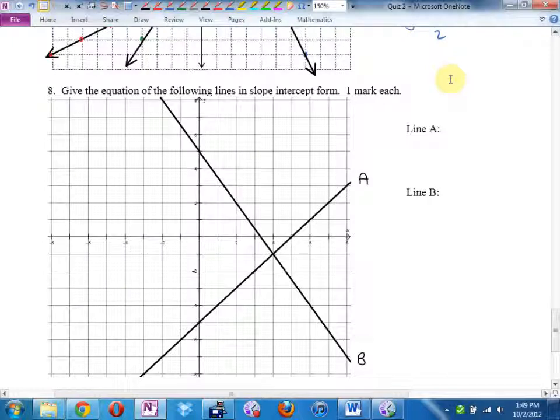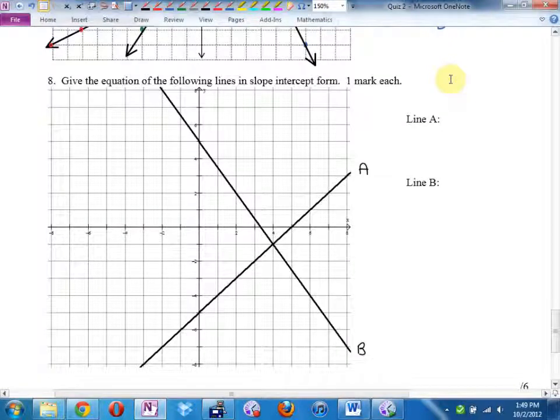The last thing, number 8, and this you're also going to be asked to do on your test. I'll wait till the kids come back from the hallway. I'll give you a hint about the test. Give the equation of the following lines in slope-intercept form. Line A, it's going to be y equals... What's the slope?